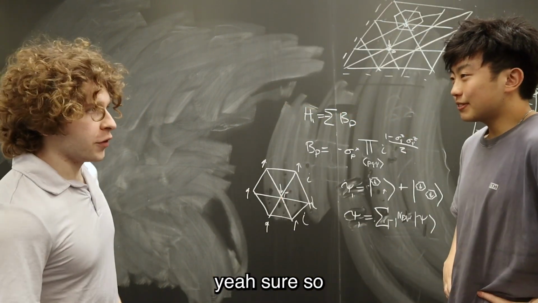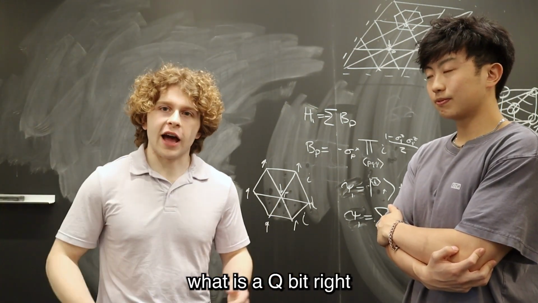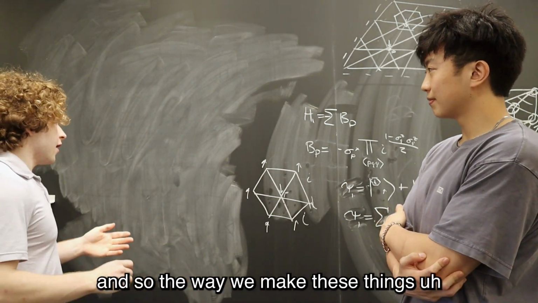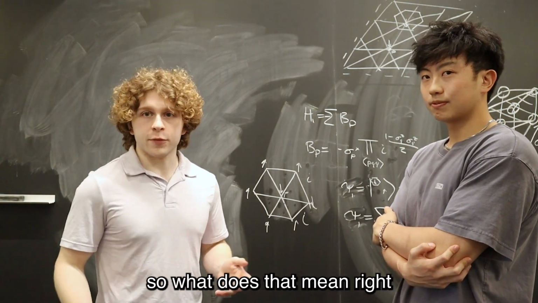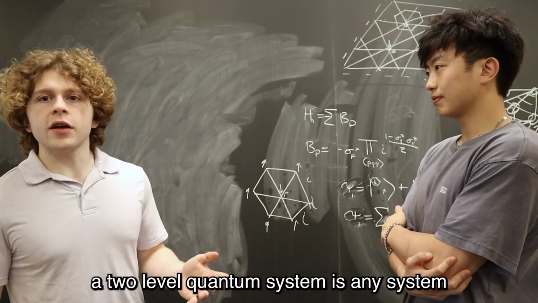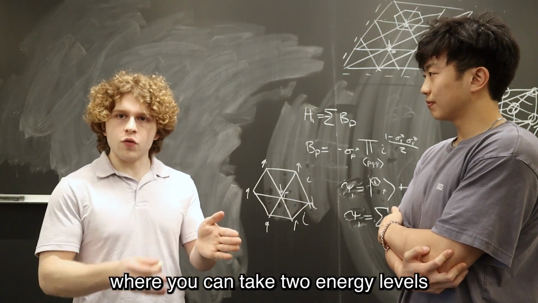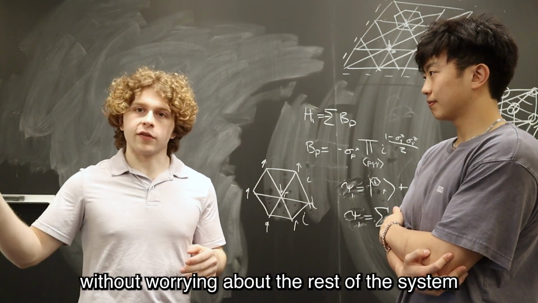Yeah, sure. So the first thing with quantum computing is actually knowing what is a qubit, right? How do we make these things? The way we make these things is that we need what's called a two-level quantum system. So what does that mean, right? A two-level quantum system is any system in quantum mechanics where you can take two energy levels and individually address them without worrying about the rest of the system.